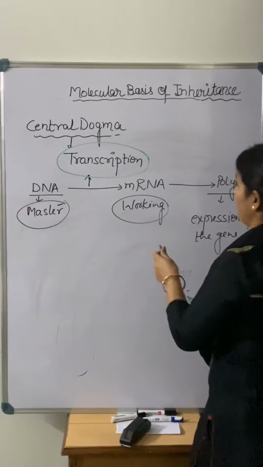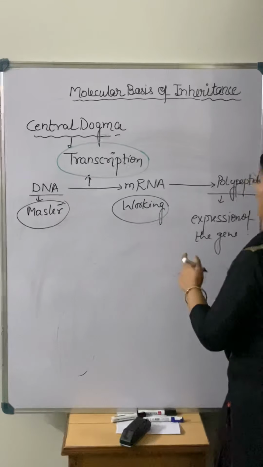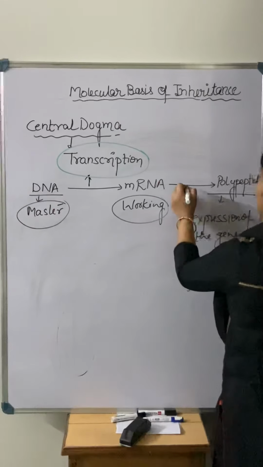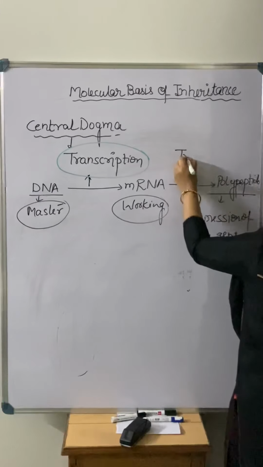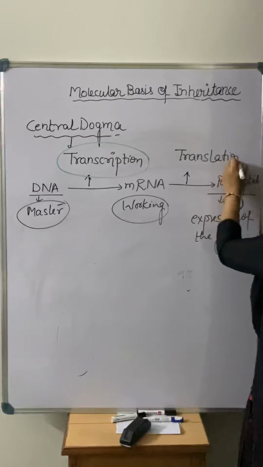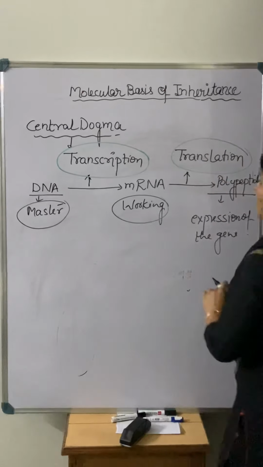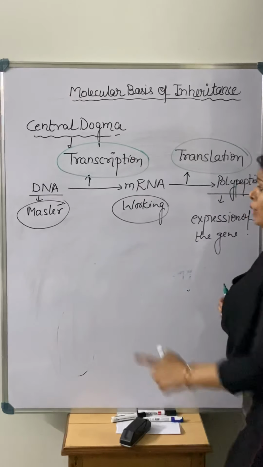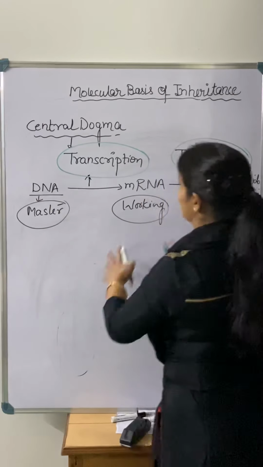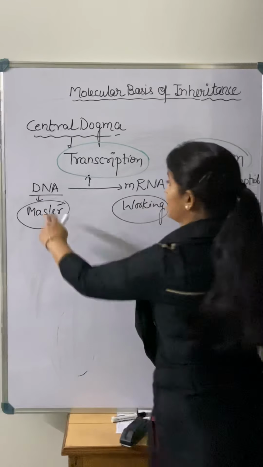Right? And mRNA is a working copy and makes a building plan for the expression of any gene. That process is known as translation. Right? What is that? That is translation. So this is the central dogma. Now the point is this, when we talk about the central dogma, at that time the genetic material is what? The genetic material is the DNA.